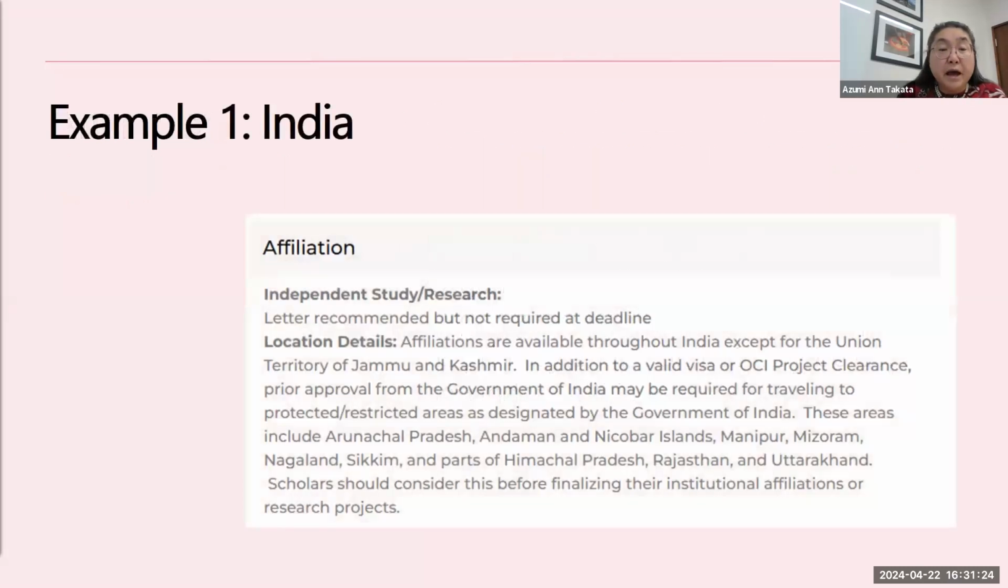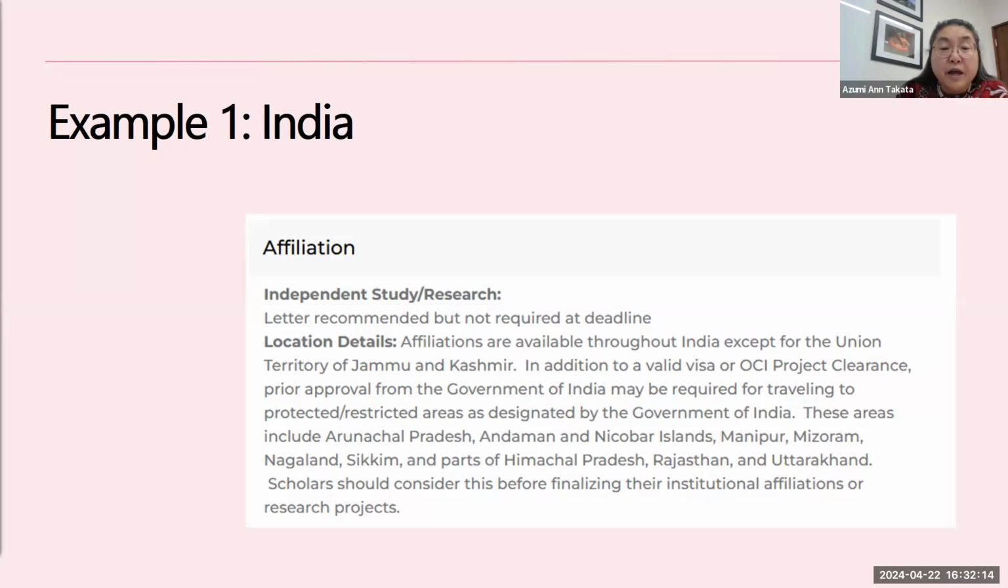First one we have is India. And this is an excerpt of the affiliation section of the Open Study Research page for India. And so it says independent study research letter recommended but not required at deadline. So that's number one, letter recommended but not required at deadline. So when it says recommended but not required, it's always a plus if you can get a letter, but if you can't get an official letter of affiliation, it's not required. So it's not going to count against you if you don't have it, but it's a plus if you can get one. Location detail, some specifics about where within India you're allowed to go.